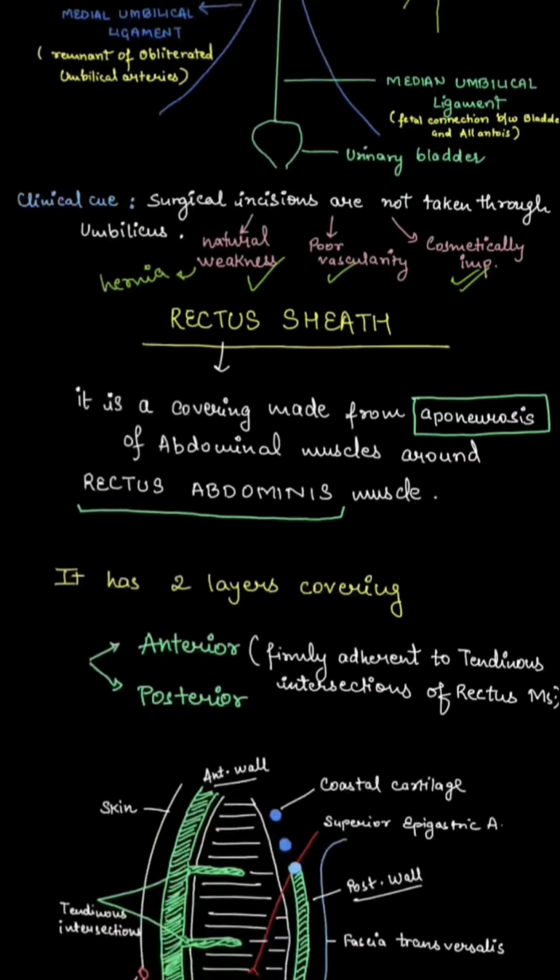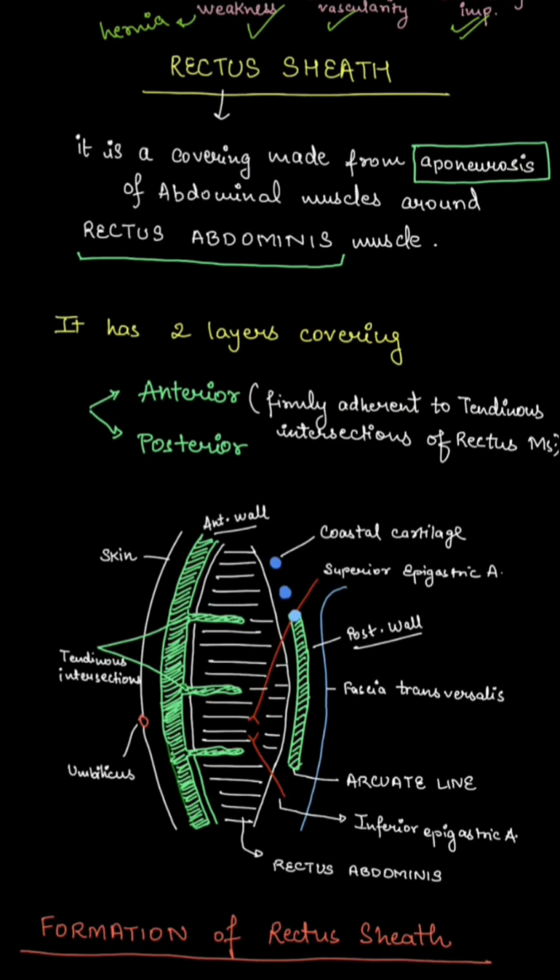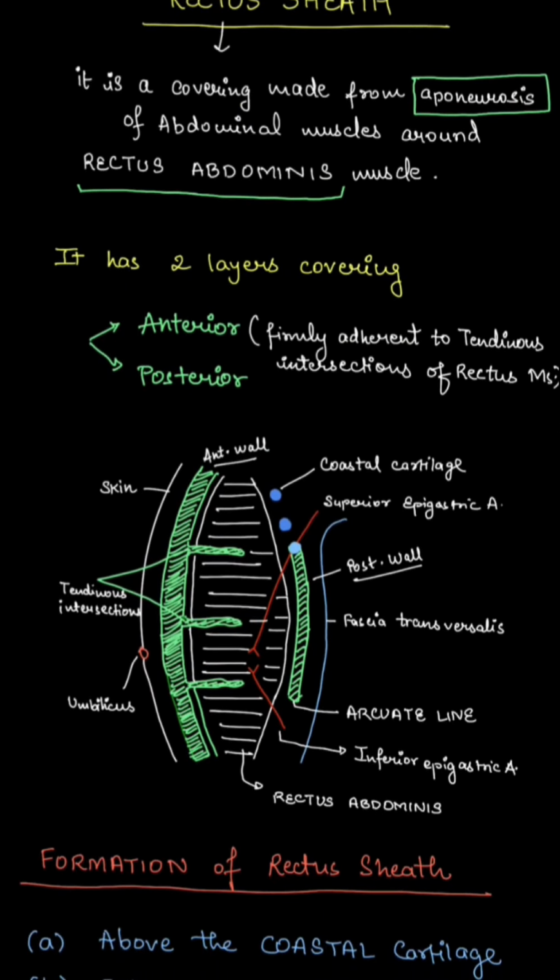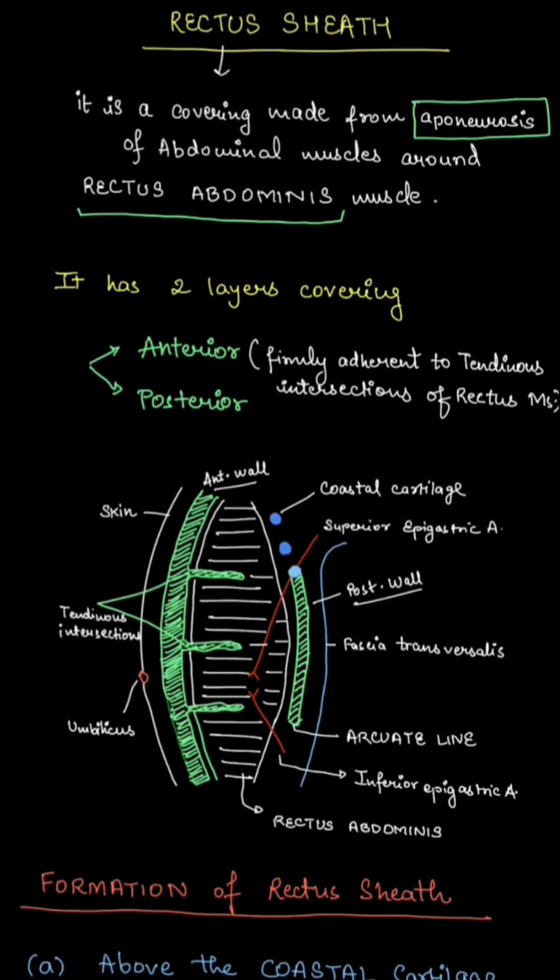Moving on to the next topic, which is rectus sheath. So rectus sheath is a more important topic, and there are many chances that you would get a short note on this topic. And it's very easy, so you can definitely gain 3 or 4 marks easily out of 5 marks in this topic.